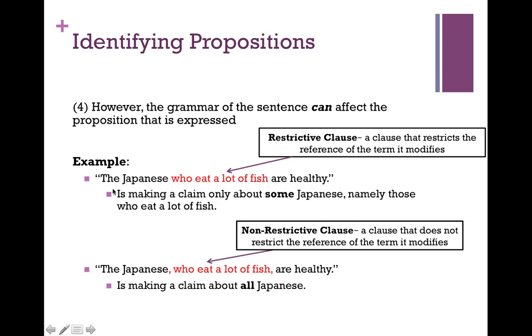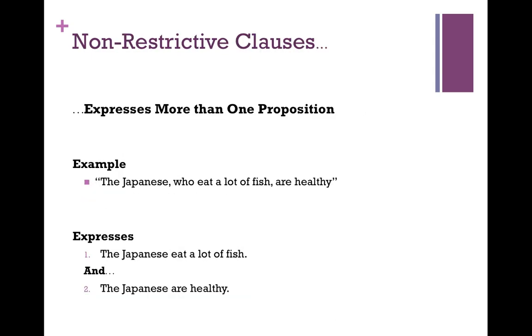So when we go back to the restrictive clause, this sentence right here, the Japanese who eat a lot of fish are healthy, that's a single proposition that's being expressed. But in the second example, we're actually expressing not one, but two distinct propositions. As we've worded it right here, it might not be clear that we're saying two things simultaneously. But this is something that's interesting to point out.